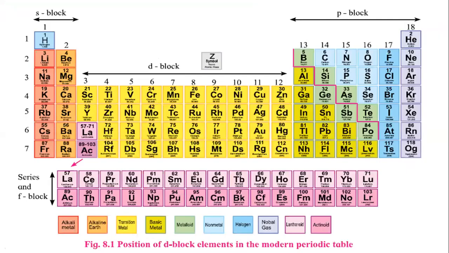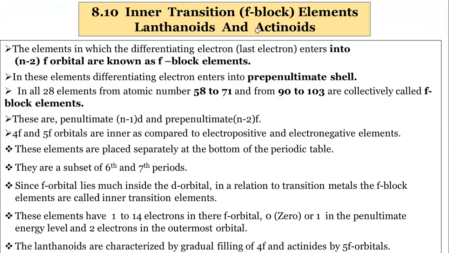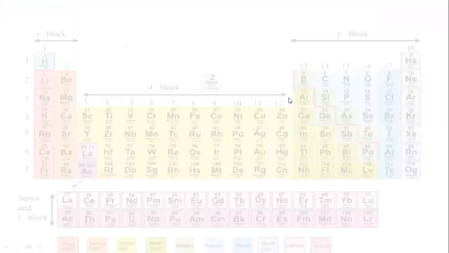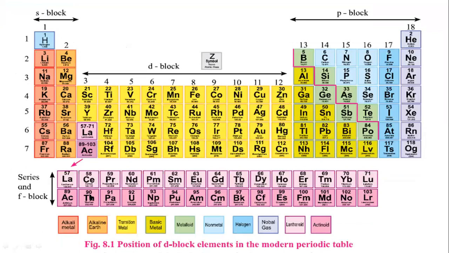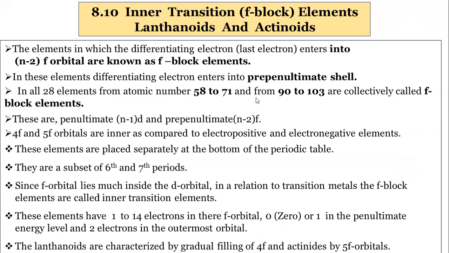So again, I am coming to this inner transition and transition elements. I just explained all these parts. From 58 to 71, this is the lanthanide series, and this is 90 to 103. In this, the first element is actinium, and the first element of the other series is lanthanum. So these two series are called as F block elements. There are penultimate shell and pre-penultimate shell.